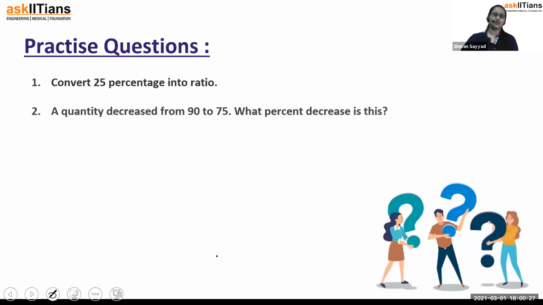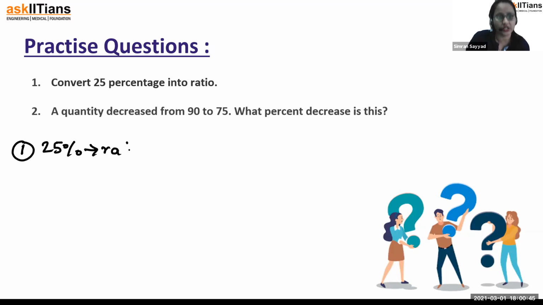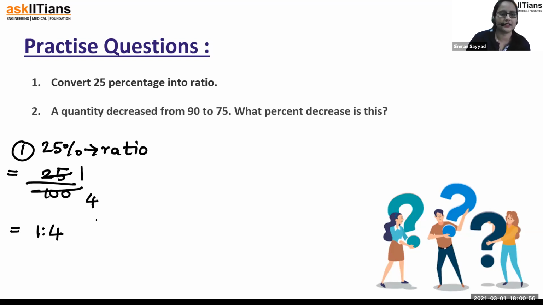Okay, now let's do some more practice questions. Understanding students, how is it going, ratio, percentage, the conversions. So what's the first question? Convert 25% into a ratio. So you have 25% and you have to convert it into a ratio. What you'll do? Exactly, you'll divide it by 100. So you know it's 1 by 4. So the ratio is nothing but 1 is to 4.